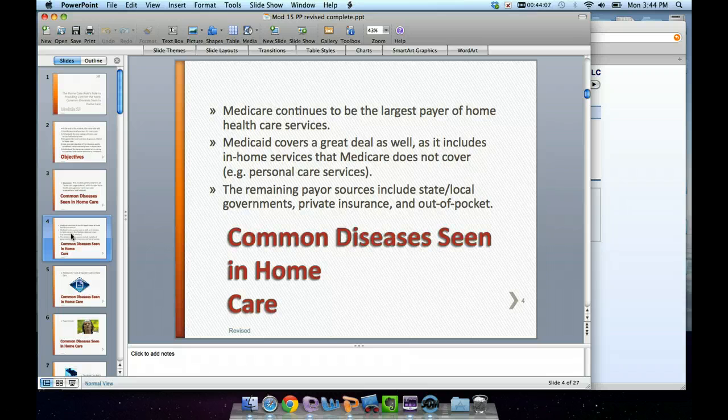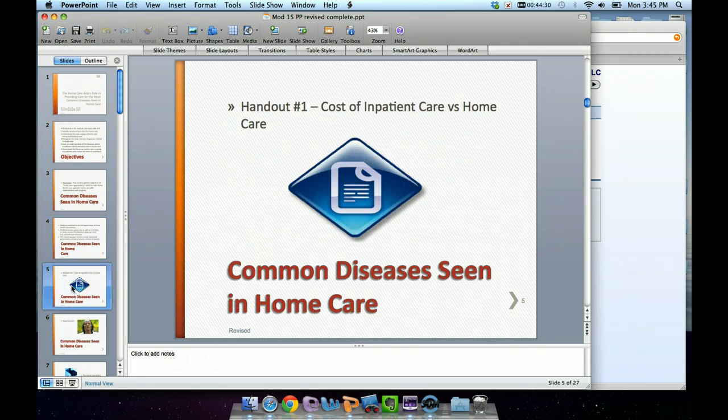So Medicaid covers a great deal of expenses as well. It covers in-home services that Medicare may not cover. It's estimated that Medicaid will cover another 24%. So the remaining payer sources include state and local government, your tax dollars, private insurance, and money that comes from the patient out of pocket.